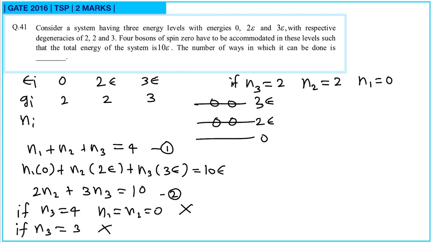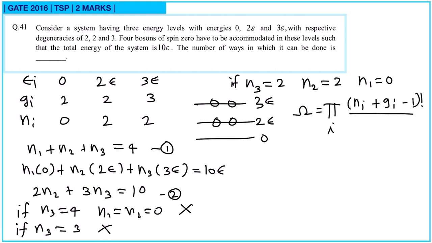Now we have to find the total number of states. So this is 0, 2 and 2. Now total number of states is equal to the multiplication over i of Ni plus Gi minus 1 factorial upon Ni factorial Gi minus 1 factorial. Let us calculate these values for each case. So first we will have N1 G1 here, then N2 G2 and N3 G3 and multiplication of all those.